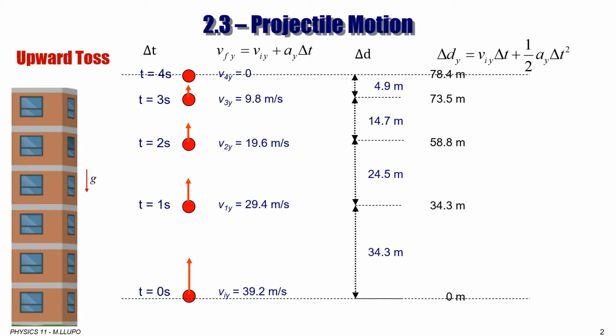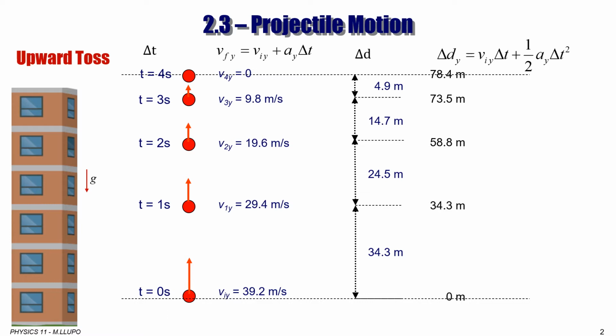So take a look. It is going to slow down at the same rate: 29.4, 19.6, 9.8, and 0. However, displacement is going to be different because at the beginning there is bigger velocity, bigger displacement. Then as the velocity decreases, displacement increase decreases, and it's going to reach the point 78.4 meters, and that would be the maximum height.